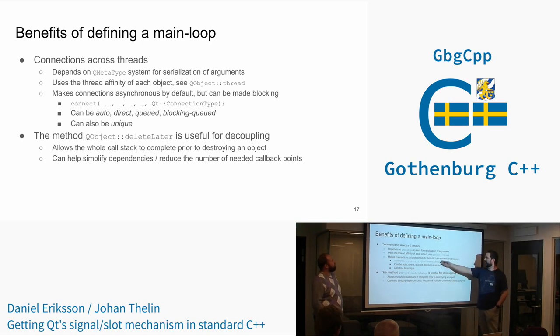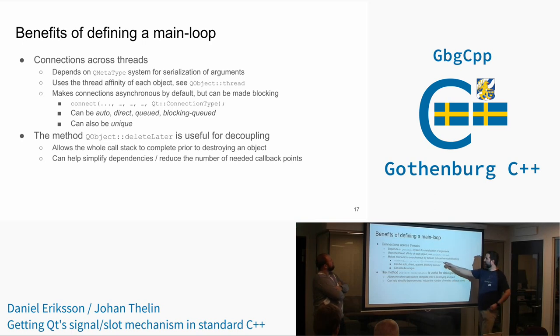So usually you set the connection type to auto, and then it looks: is it the same thread? Then we just make it into a function call, so it's blocking. If it's multiple threads, we serialize all the arguments and push it over to the other main loop, and it happens when it happens. But you can also set it to blocking queued, which means that it serializes it, pushes it over, but it also blocks until all the threads have processed the actual signal. Depends a bit on what you want.